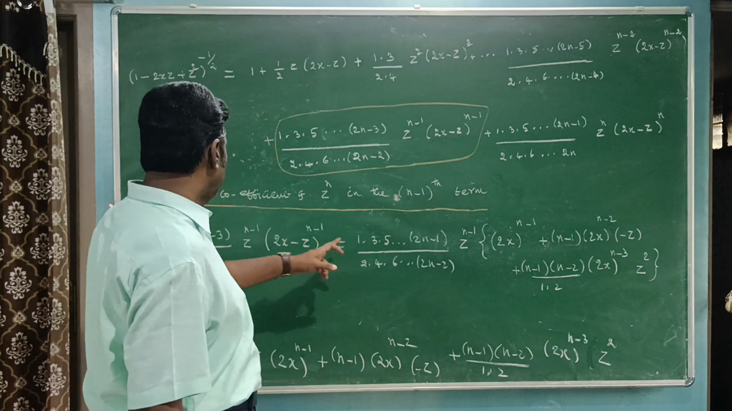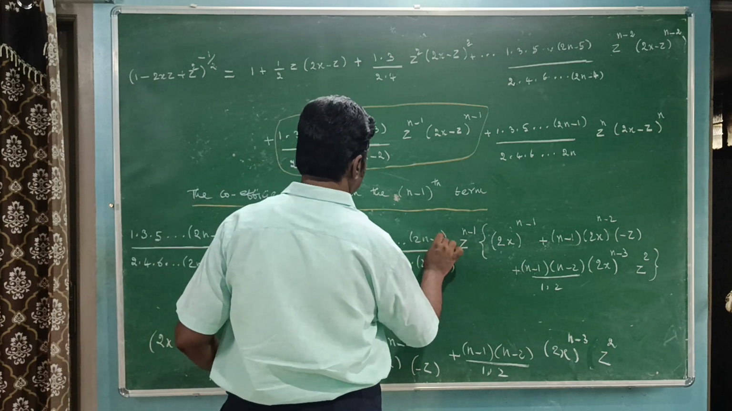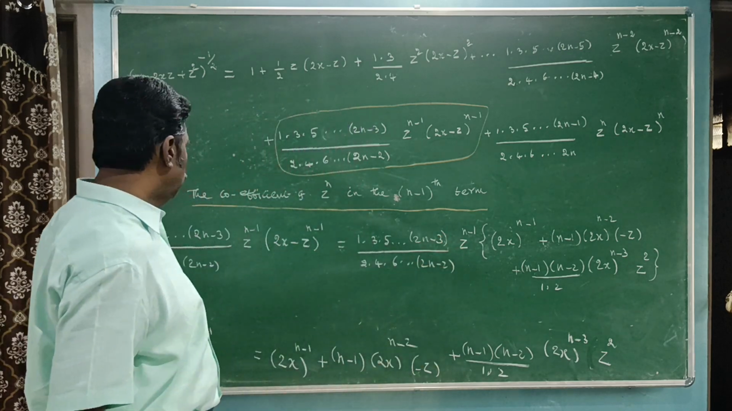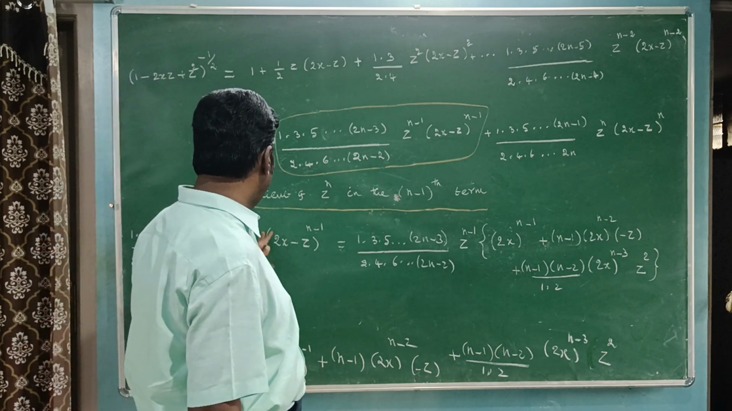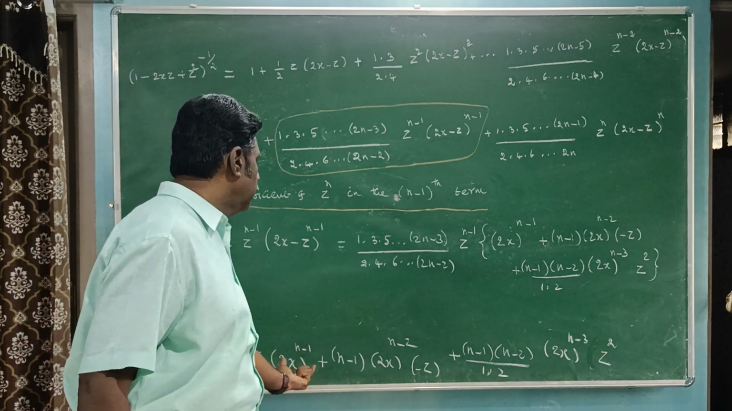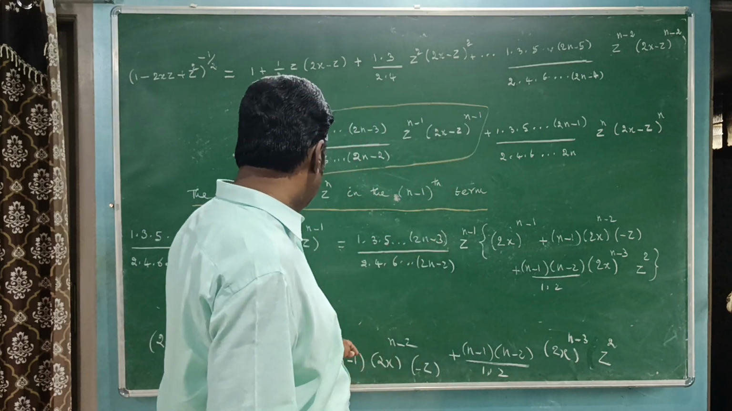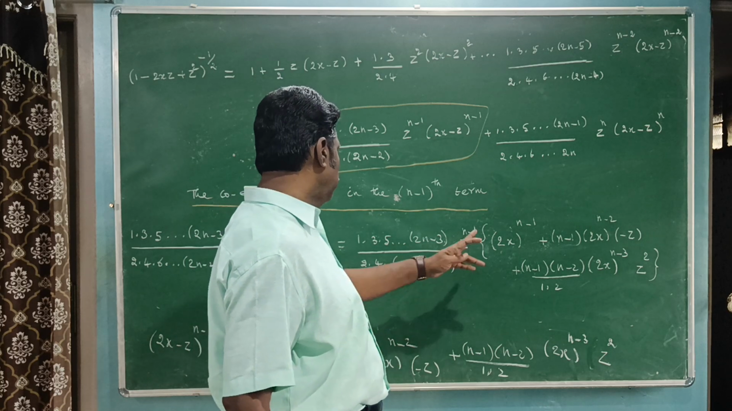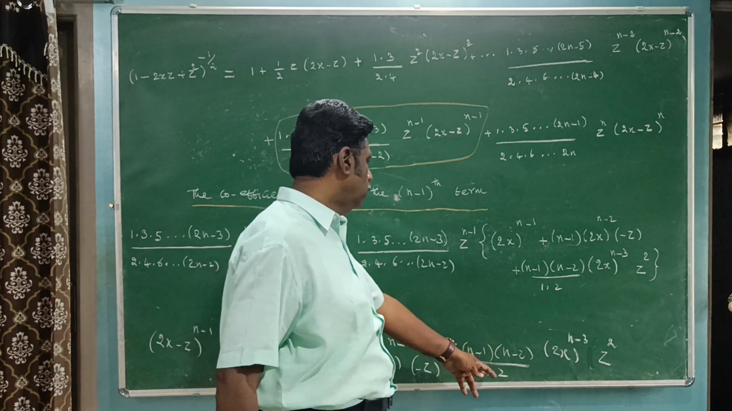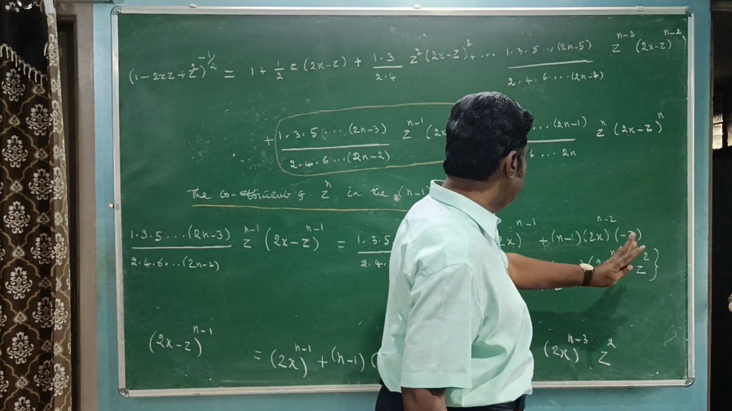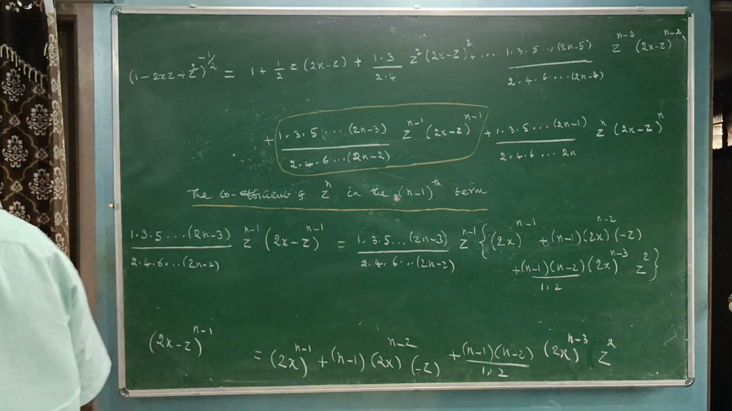Say 1.3.5 up to 2n minus 3 divided by 2.4.6 up to 2n minus 2. I have written as such z power n minus 1. Instead of this, we have written this value: 2x power n minus 1 plus n minus 1, 2x power n minus 2 into minus z plus n minus 1 into n minus 2 by 1 2, 2x power n minus 3 z square. Now we have to equate the coefficient of z power n.